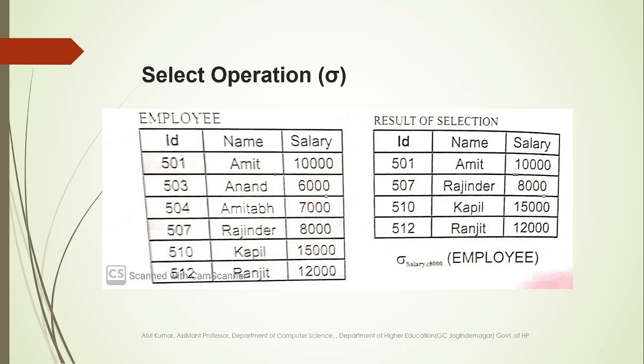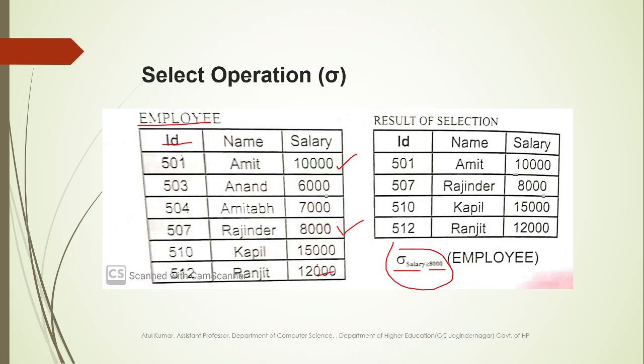So for example, we have a relation employee, and it contains three attributes, that is id, name and salary, and we apply this condition, that is a selection operation, sigma salary is greater than or equal to 8000. So we select only those rows for which the salary is greater than or equal to 8000. So we have 10,000, that is the first row, and we have this greater than or equal to sign, so we select also the salary that is equal to 8000.